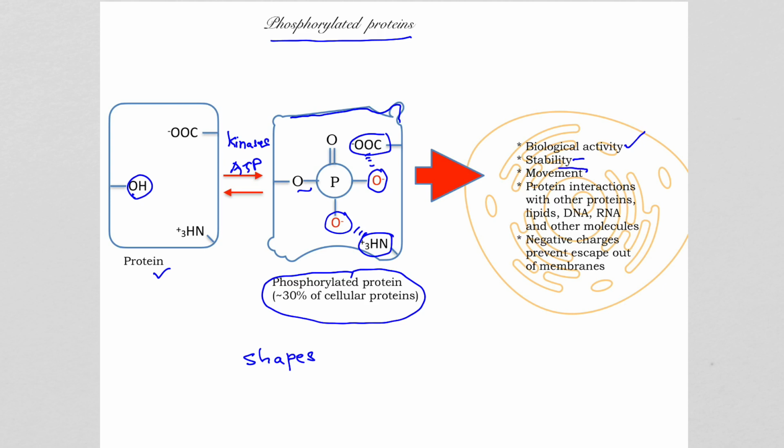The movement or the transport of the protein might change. Phosphorylated proteins may not enter a certain compartment, such as a nucleus. And we see that a lot in transcription factors, and we'll look at that later. The interaction of the proteins with other proteins will change, with lipids, protein interactions with DNA, RNA, and other molecules are going to change because the shape has changed.